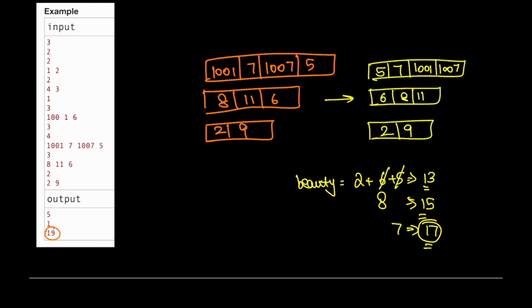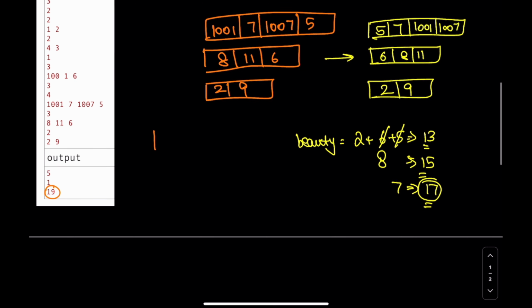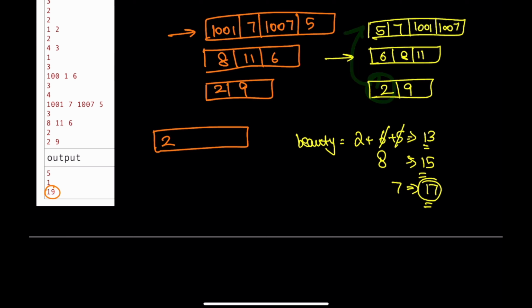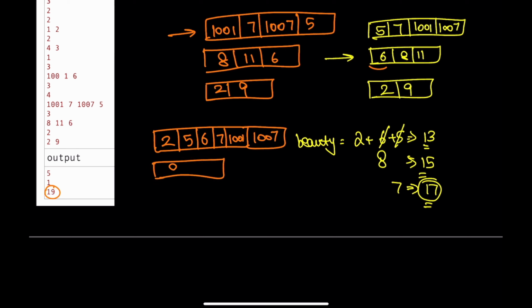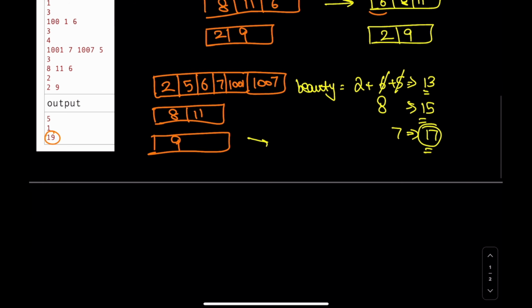I will put the minimum elements in one array. Let's see, I take the first array and put all the first minimums in that. So it will be 2 here. I will move this 2 here. 5 is already there, and I will move 6 also there. So the array would be 7, 1001 and 1007. The second array would be 8 and 11. The third array would be only 9, right? So the beauty for this would be 2 plus 8 plus 9.